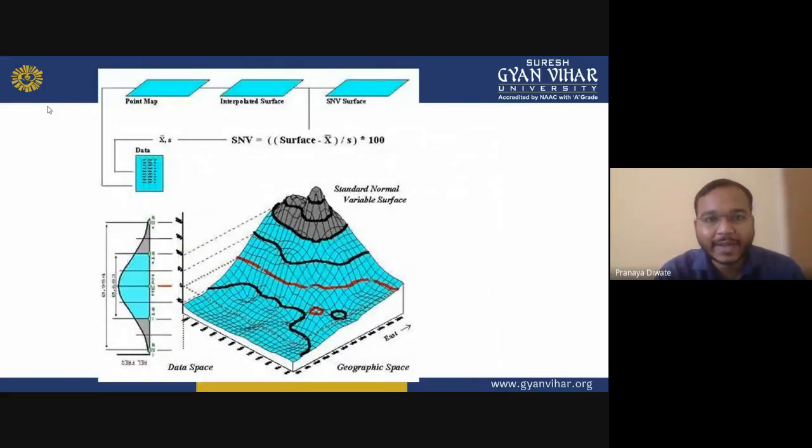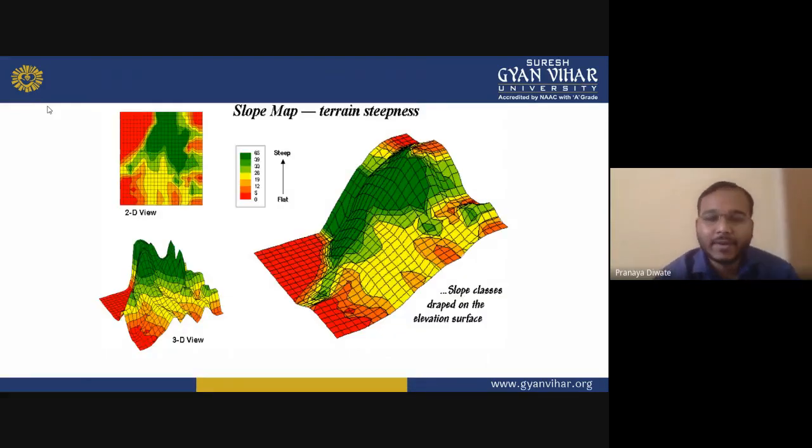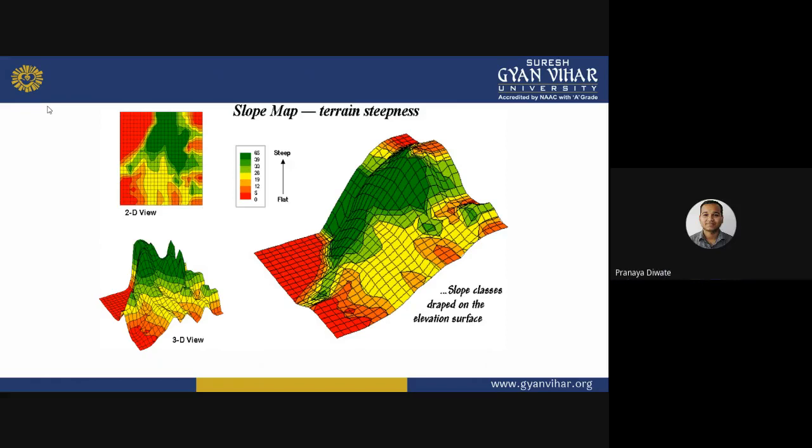You can take different point data and use surface interpolation techniques. Then you have a slope map. This is a 3D slope map. You can go to 2D also. The slope map will give you the slope both in degrees as well as in percentage. So you can decide whether your area has a steep slope or a flat slope, and that will be given by your slope map.